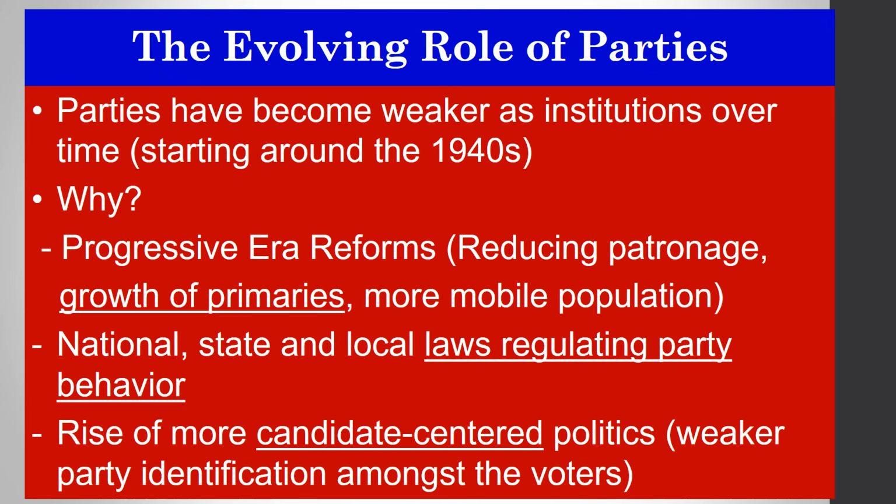And you look at the more mobile population. People aren't as tied to local communities, which also diminishes the impact of the party machine. They can no longer just win over loyal supporters in their local communities. People are moving and don't have those long-term ties to one place. There've also been more laws regulating parties, cutting back on the potential for corruption and regulating the way they do their primaries, things like that.